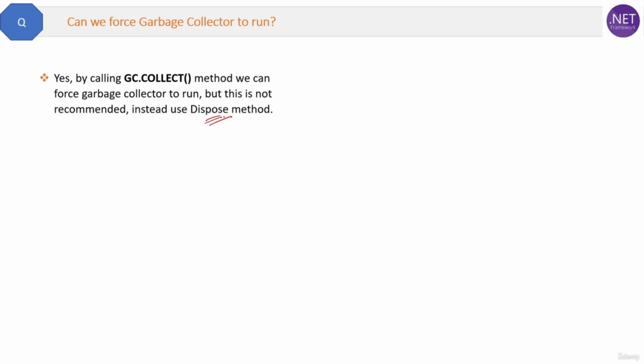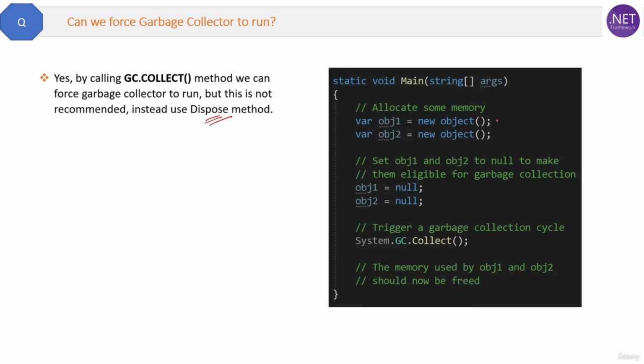This is the sample code here where we are first creating two objects obj1 and obj2. Then we are setting them to null, which indicates they are no longer required and therefore eligible for garbage collection. And finally, we trigger the GC.Collect method, which is part of the System namespace. So the memory used by these obj1 and obj2 objects will now be released. This is the way, but it is not recommended.